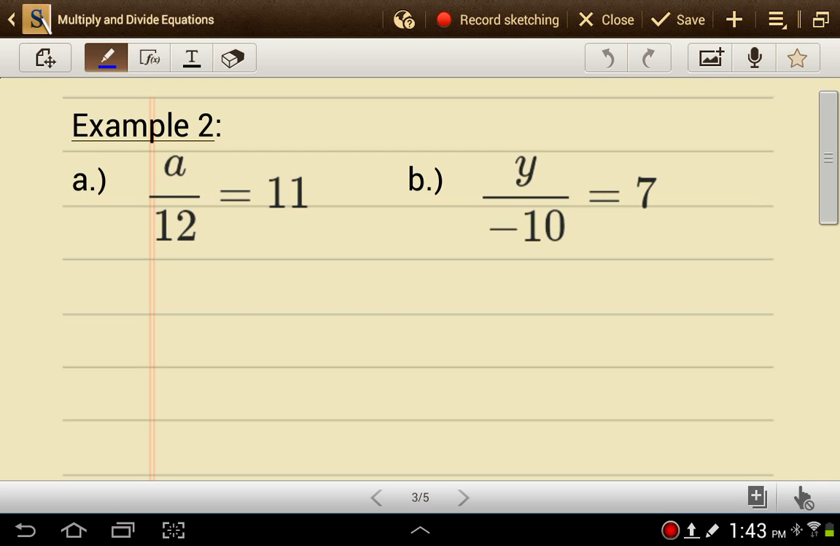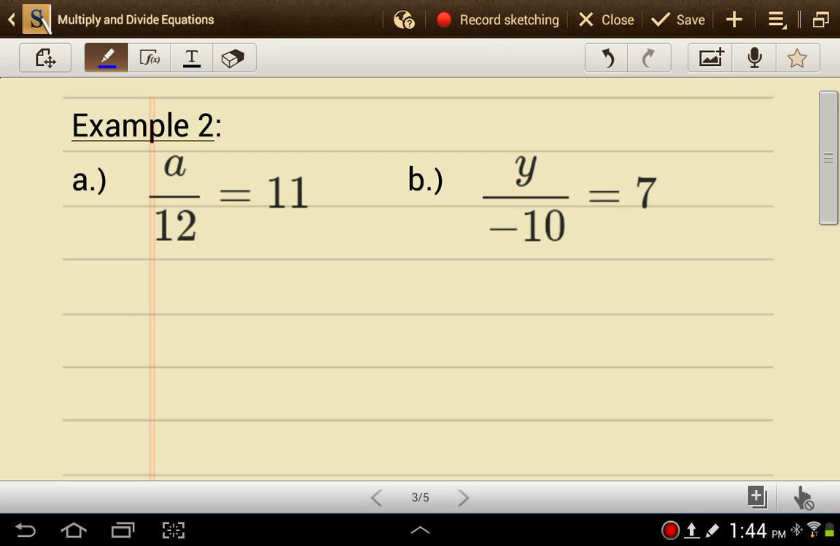In my next example, example 2 here, I'm going to be using multiplication to solve my problem. Because in the original problem, I'm dividing by 12. Here's my variable. So in example A, I have A divided by 12 equals 11. So here's my variable. What am I doing? I'm dividing by 12. So I want to use the inverse operation of dividing by 12, and that's to multiply by 12.